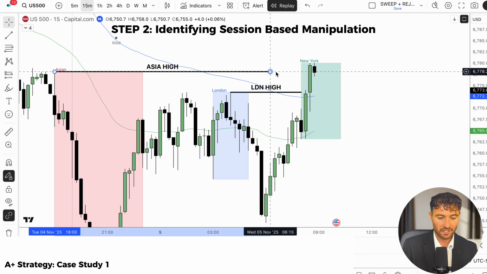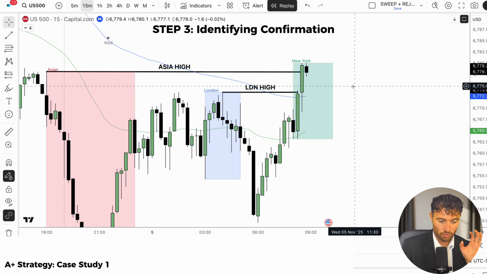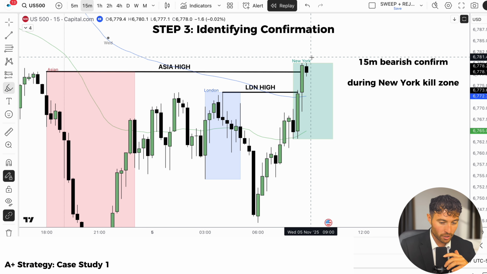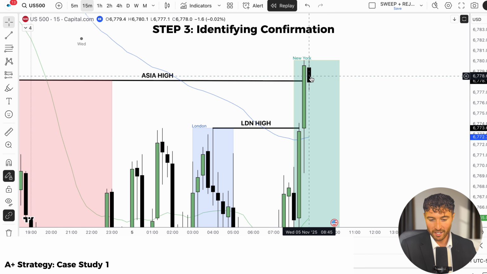And so this is step number 2. And step number 3 is really, really simple. All that we're waiting for is a 15-minute bearish confirmation. And this has to occur during a New York kill zone. So this right here is your 15-minute bearish confirmation.